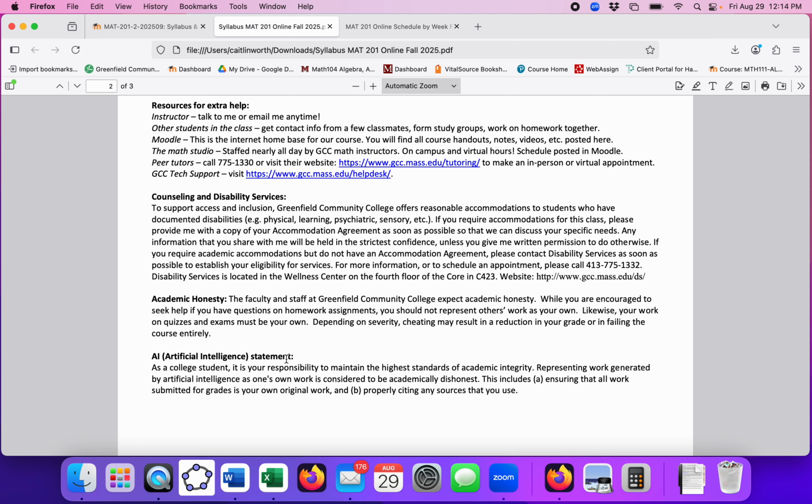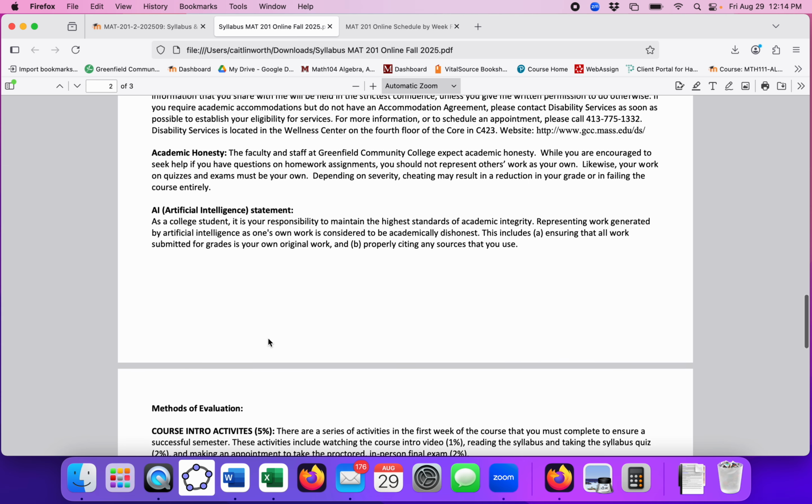Counseling, disability services, accommodations, read that paragraph on your own, as well as academic honesty, the AI statement. To summarize, representing work either that is someone else's or was generated by artificial intelligence as your own work is considered to be academically dishonest.